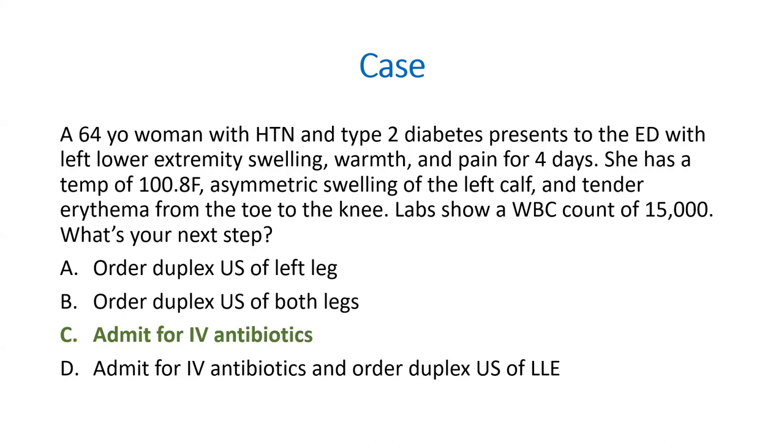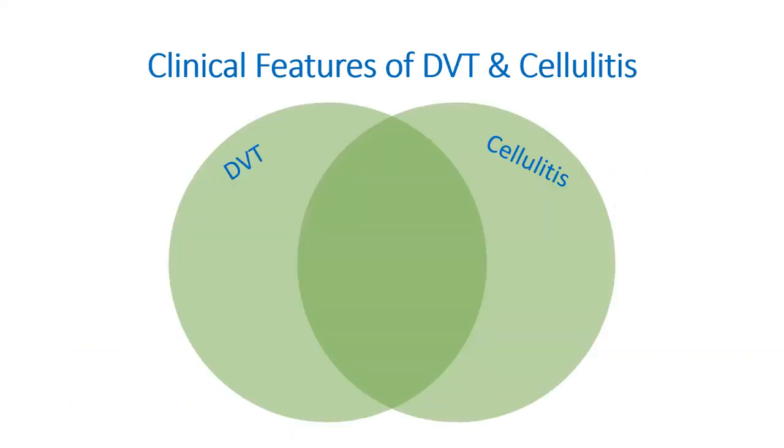Okay, so I'm going to tell you the answer here was to admit for IV antibiotics and not do an ultrasound. So now let's talk about why. So the clinical features of DVT and cellulitis actually very much overlap, right? So you can have fever in both. You might have erythema. You might have leukocytosis. And you might have asymmetric edema. So with all of these things overlapping, how do you tell the difference between them?